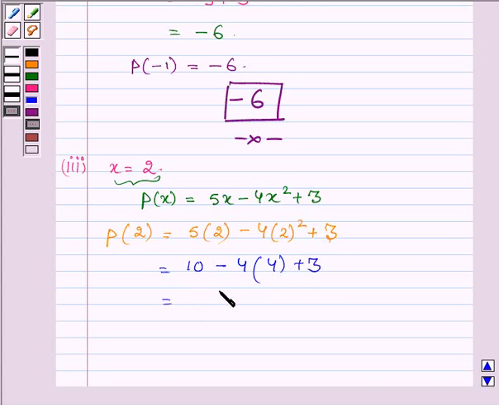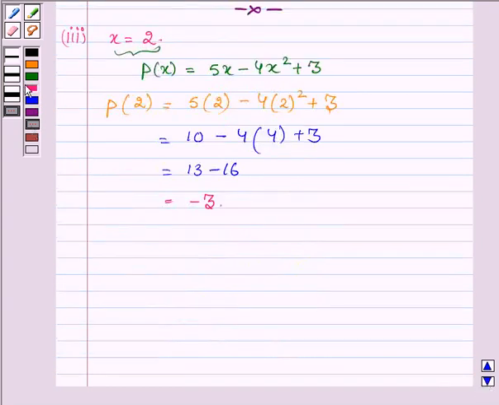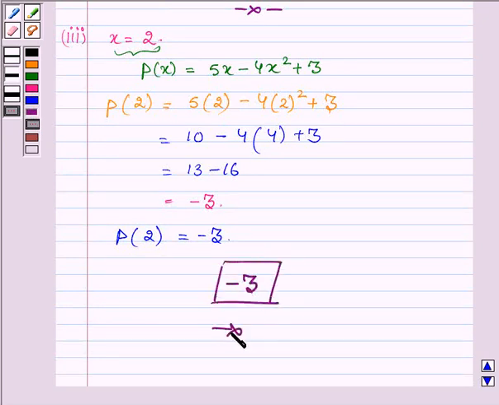which is equal to 10 plus 3 is 13 and 4 into 4 is minus 16, which on further simplifying gives minus 3. Hence, p(2) is equal to minus 3. And thus, the value of the polynomial at x is equal to 2 is minus 3. So, this completes the third part and hence the solution.